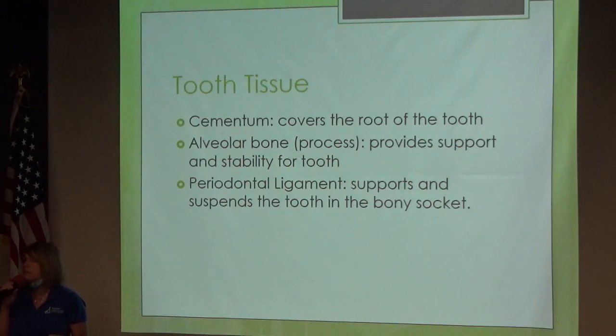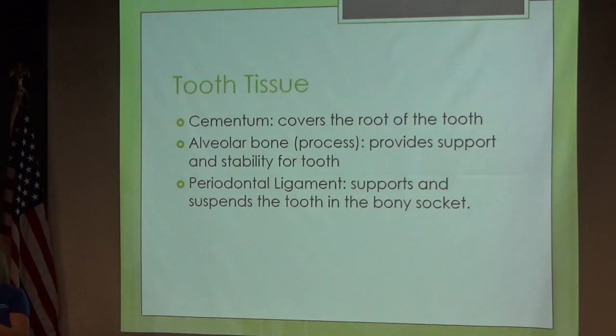So what's the job of the periodontal ligament? So this is the job, as somebody just said, to support or suspend that tooth in the bony socket. So we don't just have tooth on bone. Around that outside cementum are periodontal ligaments that actually attach to the bone and kind of act like little bungee cords.